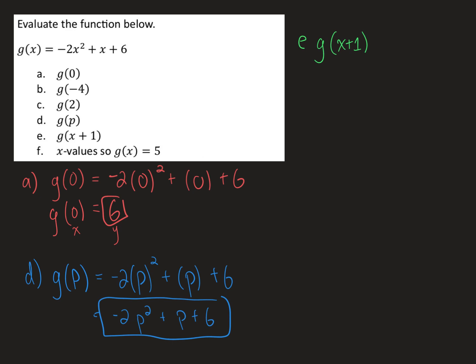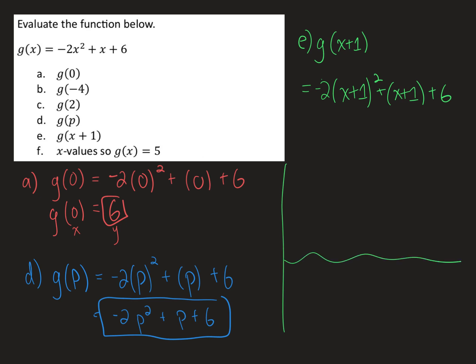So what that means again is that x was replaced with x plus 1. And I want to go over a very specific part of this. So this will equal negative 2 times x plus 1 squared plus x plus 1 plus 6. Now, this is the first step. There's a lot of simplifying that needs to happen here. So just off to the side, or in this case below, I'm going to do a little bit of scratch work for this portion of this.